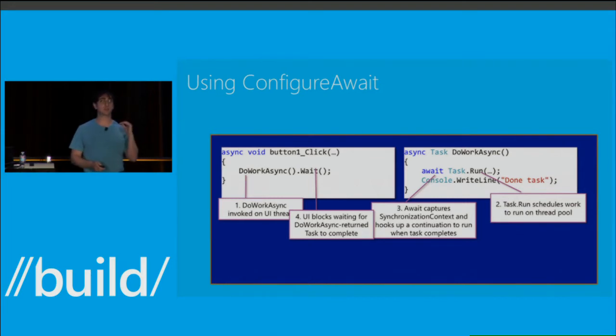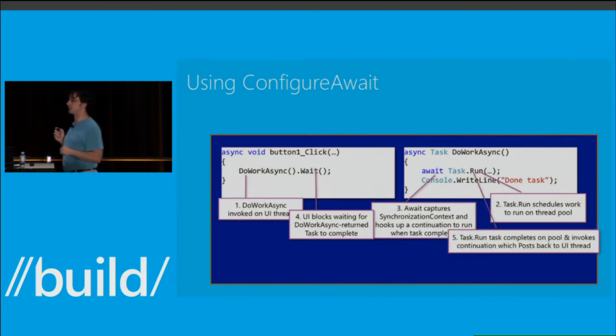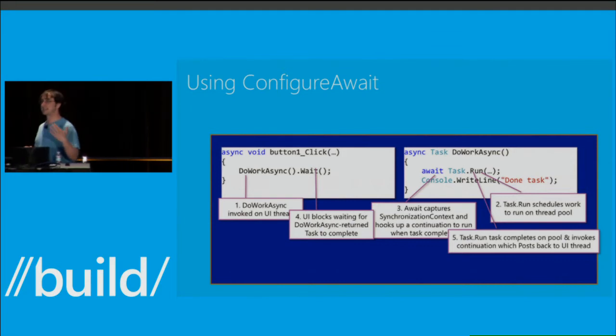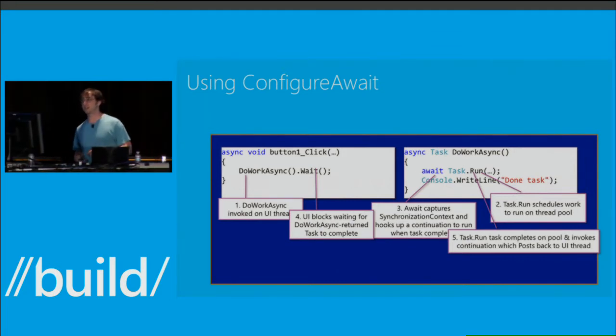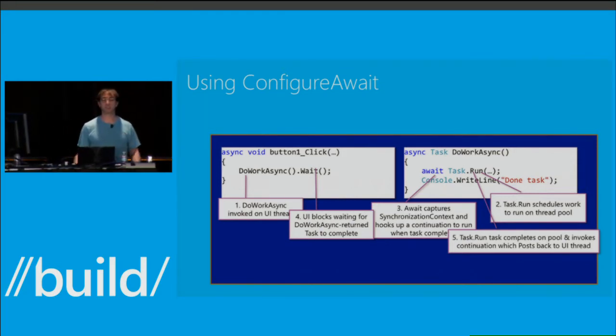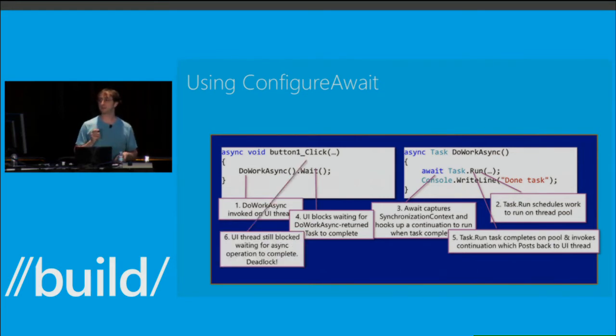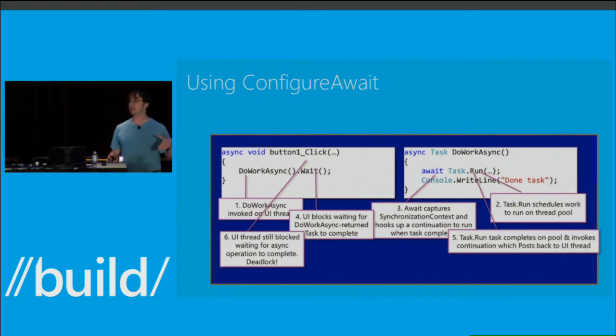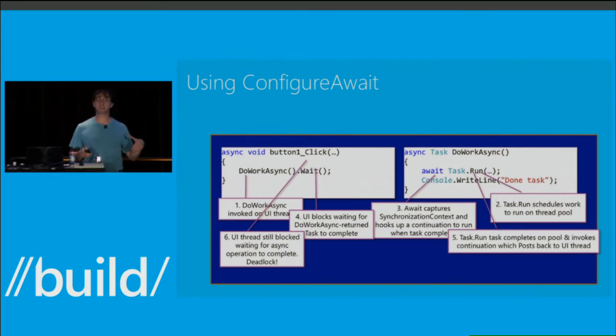Right? So we're going to block the UI thread until this operation has completed. Eventually, task.run is going to complete that asynchronous operation it was doing, and it's going to try and post this continuation back to the UI thread. But our UI thread is blocked. And the only way this continuation is going to be able to run is if our button click returns to the message loop to process more messages. But it's not going to return to the message loop until this wait completes, which isn't going to happen until do work async completes, which isn't going to happen until the continuation runs. And we have a deadlock.